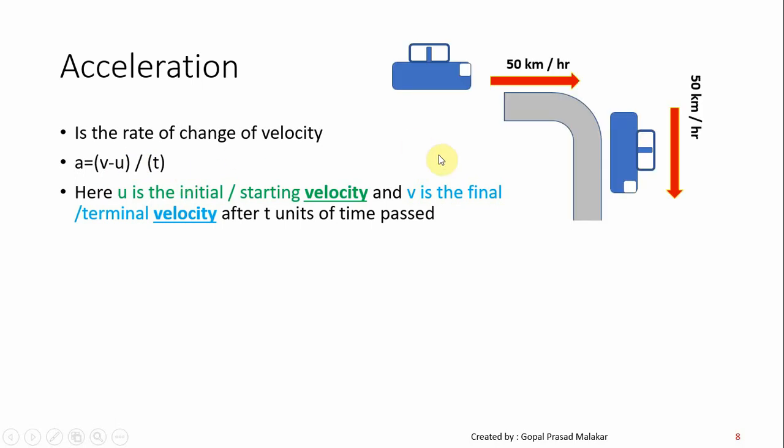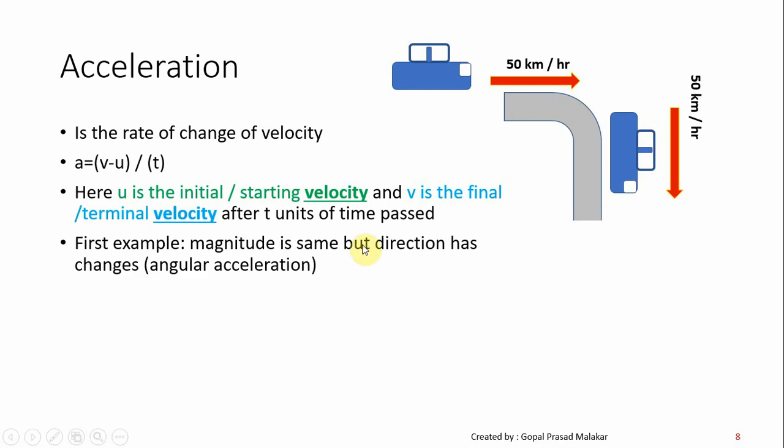Let's understand this case. In this situation, the magnitude is the same but the direction has changed. This kind of acceleration is called angular acceleration, where the magnitude is the same but the direction has changed.